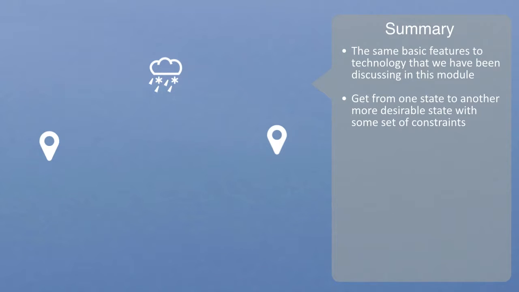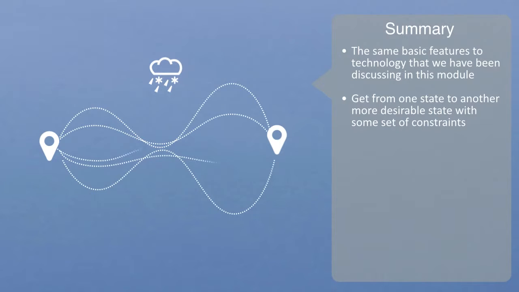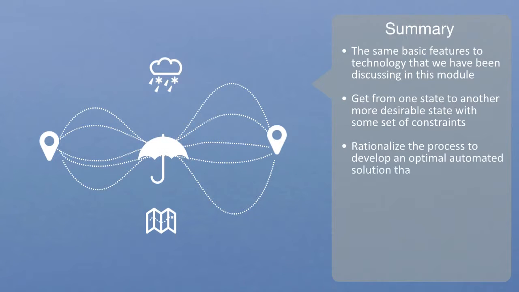There will be a large possibility space for how we do this, but through engineering, we rationalize the process to develop an optimal automated solution, what we call technology. This technology is a system that performs a function. It performs this function only ever to a limited extent and thus generates entropy during its operation. Its degree of efficiency and the environmental conditions define its degree of sustainability.